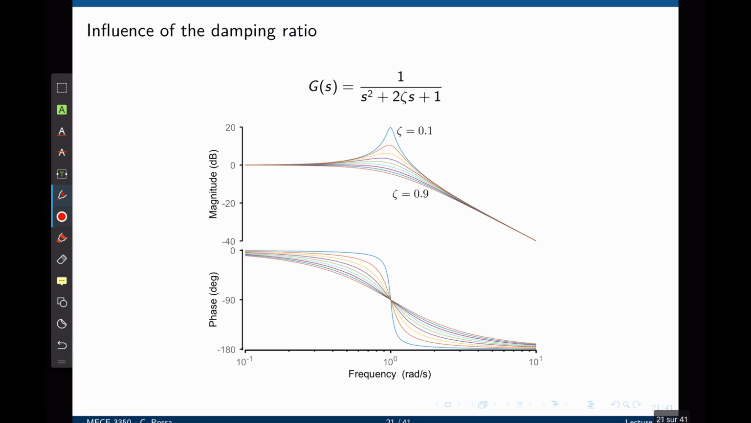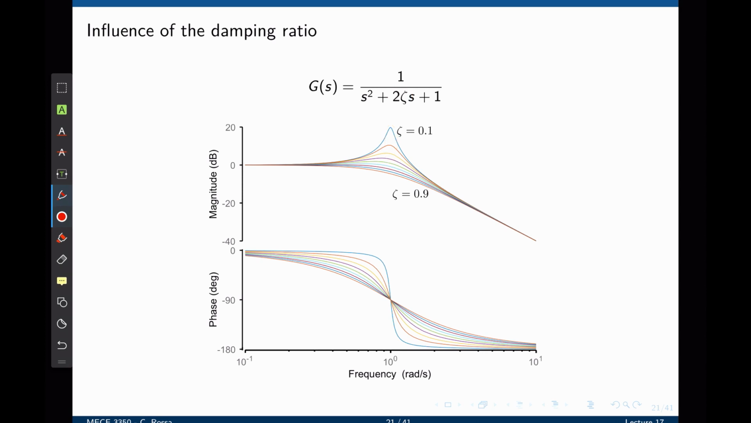To see that, let's consider this function 1 over s squared plus 2 zeta s plus 1. And here we have our damping ratio zeta. Let's change zeta from 0.1 to 0.9 and see what happens. We see that when zeta is smaller than 0.5, which will occur for these curves, now the Bode plot goes up. This means that the magnitude of the output of the system will increase.